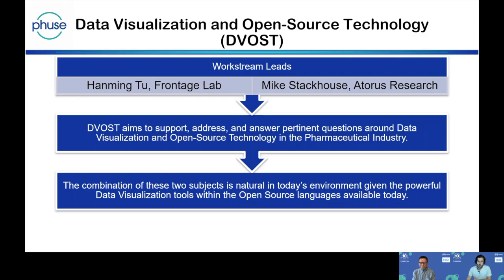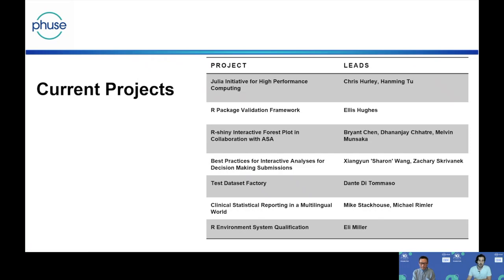So we have a number of different projects ongoing within our work stream, starting with the Julia Initiative for High Performance Computing. This working group came together to explore how Julia can be used in clinical research and where its place fits, and also to start building a community around Julia and to discuss how this can best be applied within our respective companies. That's led by Chris Hurley and Hanming Tu.